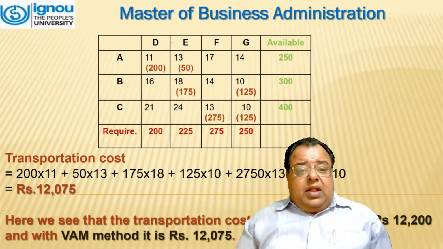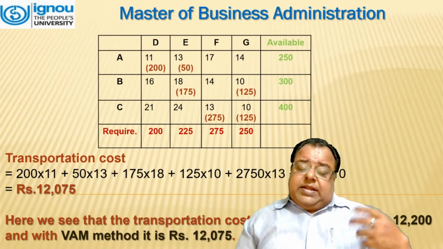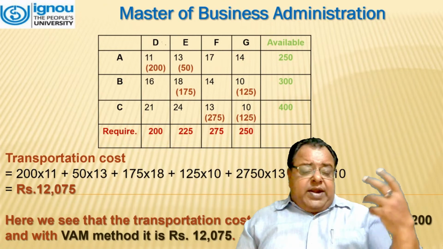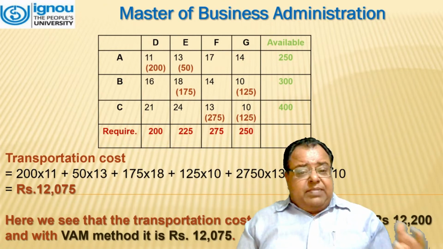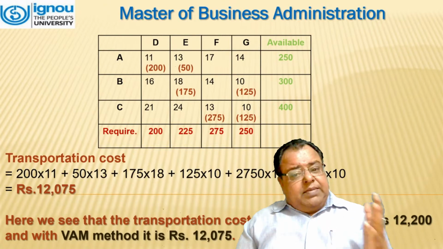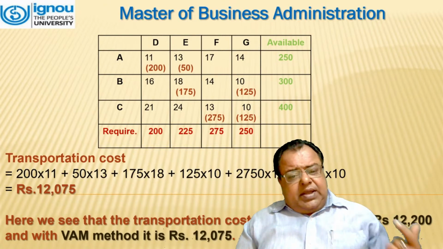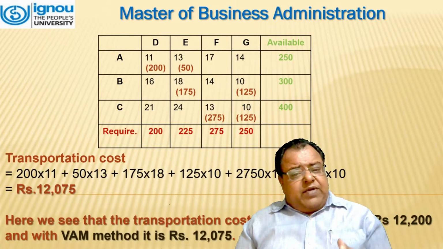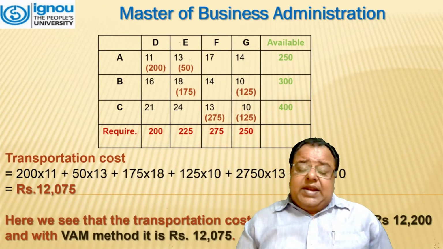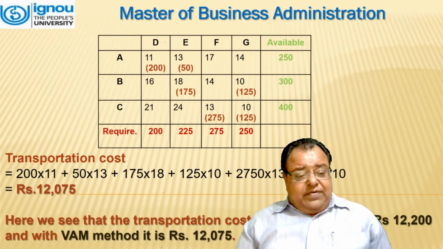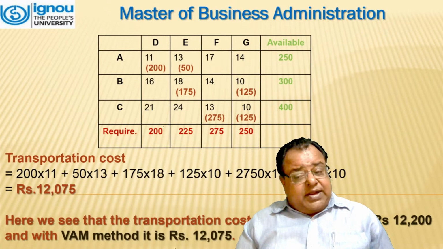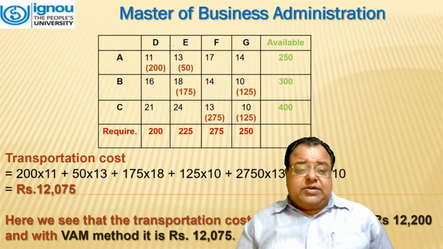Here we have to follow the same method, that is 200 into 11 plus 50 into 13 plus 175 into 18 plus 10 into 125 plus 10 into 275 and 10 into 125. We get the value of 12,075. Here we see that the transportation cost by the NWC method is 12,200 and by the VAM method it is 12,075.